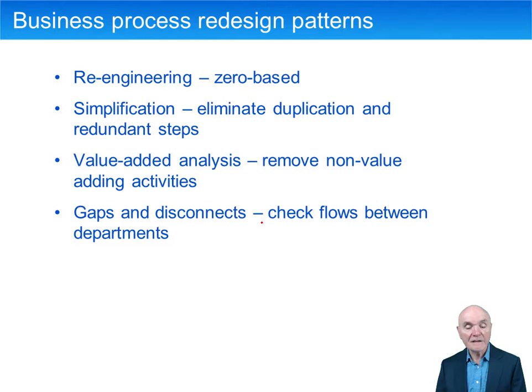And finally, gaps and disconnects. Check flows between departments. Be very wary of the potential of information going missing or products getting kind of temporarily mislaid and so on as they go through a factory. Again, this is really a product of moving stuff between departments. If you don't need to move it between departments, or you can maybe combine a department, the chance of information or physical material getting lost is so much less.